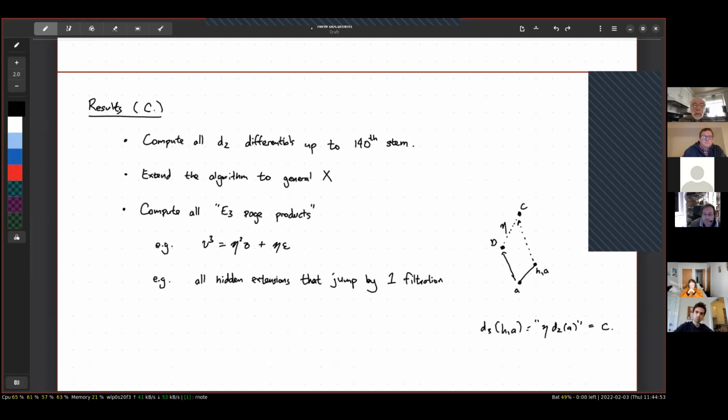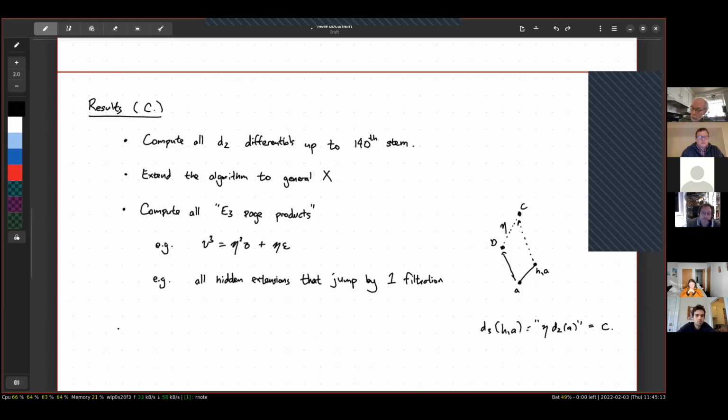And a very useful feature is that the input data is everything that comes from this computer data about the E3 page. We have a D2, which is what the algorithm gives you, and this hidden extension that jumps one filtration, which is also given by the computer. And now we know about the D3, and that's longer than D2. So this is very useful for computing extra differentials.